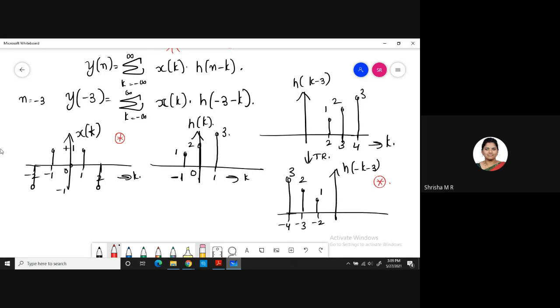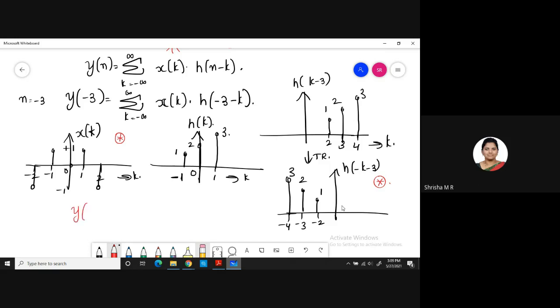So from minus infinity to infinity, where are these signals overlapping? X of k and h of minus 3 minus k, both are the same. So where is it overlapping these two? It's overlapping at -2, right? So at -2 it is overlapping.